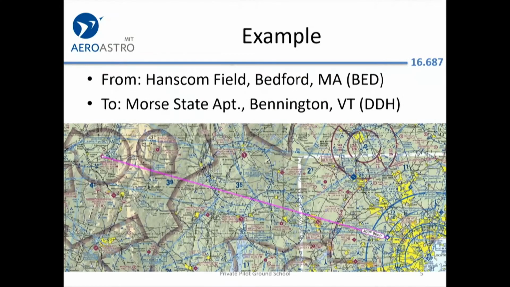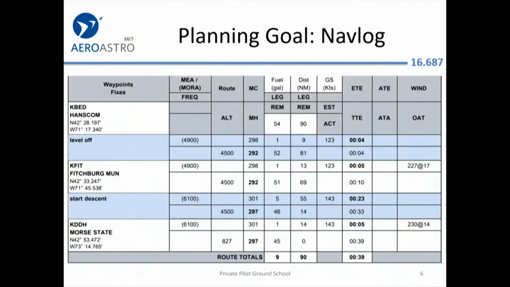All right, so here's an example. Let's say you wanted to go from MIT to Bennington College to visit a friend. Well, there's an airport right there called DDH. And it's about 90 nautical miles. I think I did this with SkyVector. So your planning goal is to come up with this navigation log.